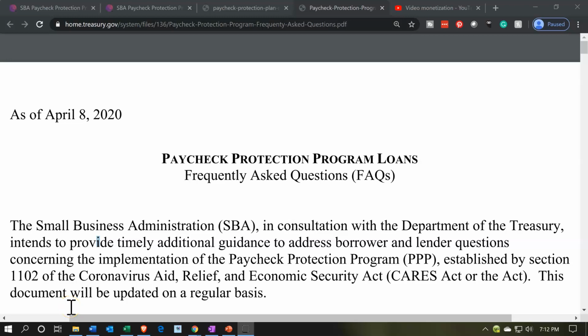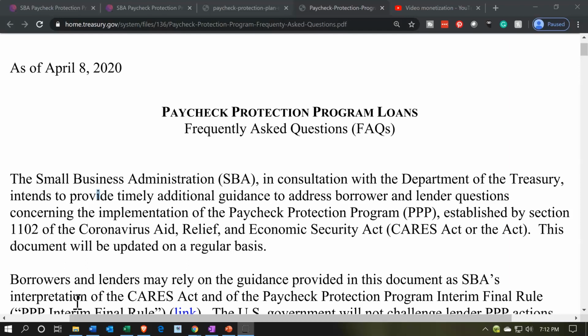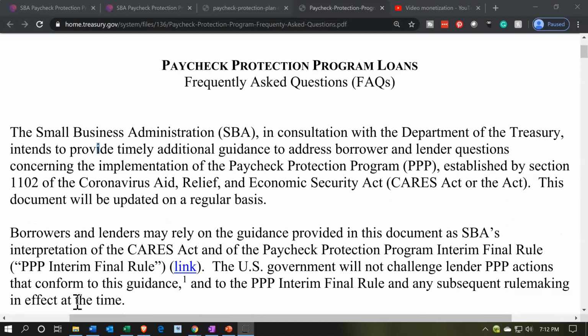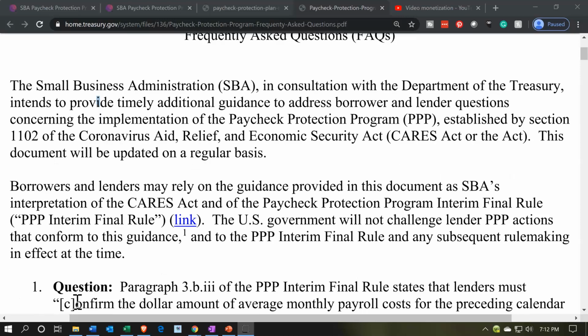Paycheck Protection Program Loans Frequently Asked Questions, FAQs, as of April 8th, 2020. The Small Business Administration, SBA, in consultation with the Department of Treasury, intends to provide timely additional guidance to address borrower and lender questions concerning the implementation of the Paycheck Protection Program, PPP, established by Section 1102 of the Coronavirus Aid, Relief, and Economic Security Act, CARES Act, or the Act.